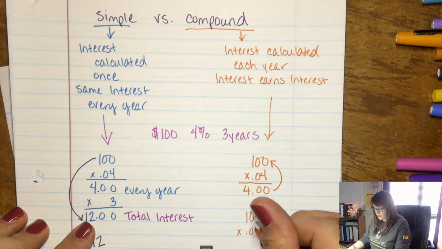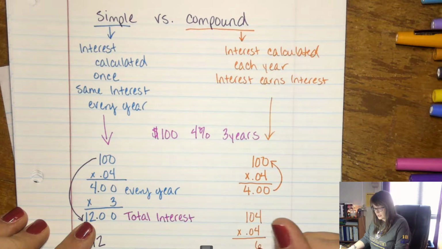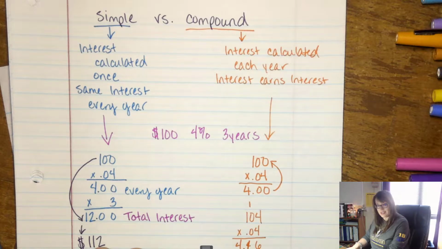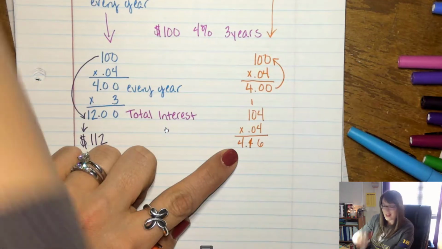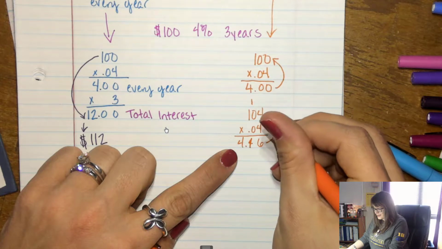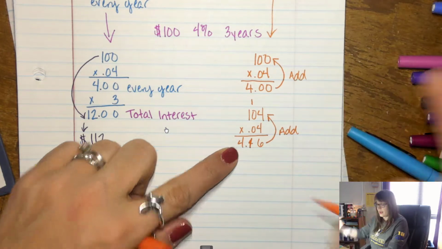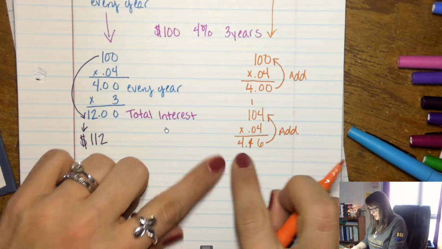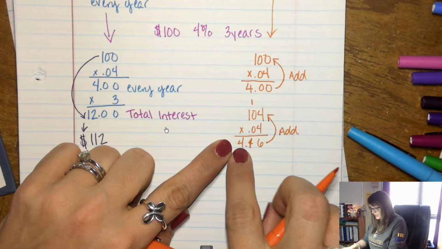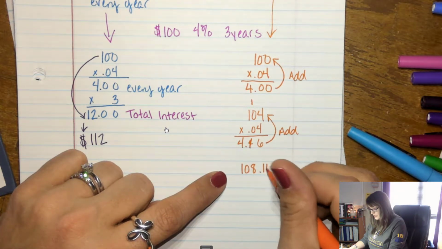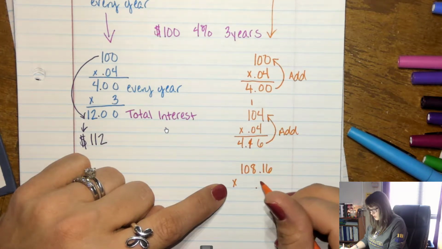times 0.04. I get 16, 4, and so that's 1, 2. So now I get $4.16. Add this back to that, and go to the next year, third year. So we have $108.16. So 108.16 times 0.04.